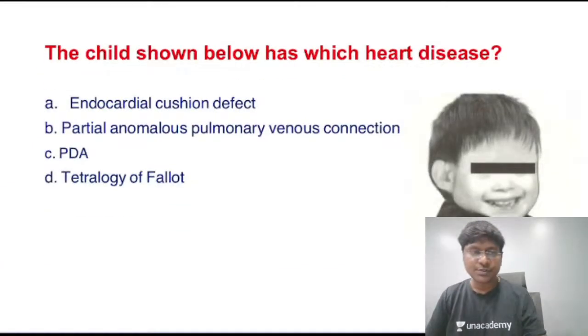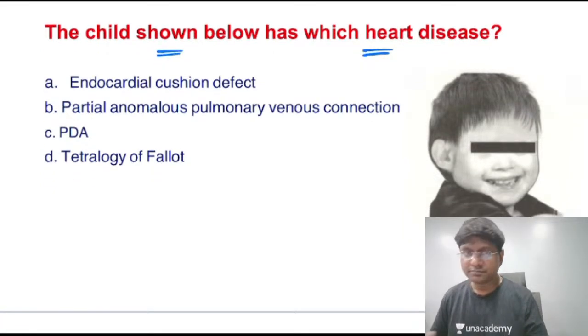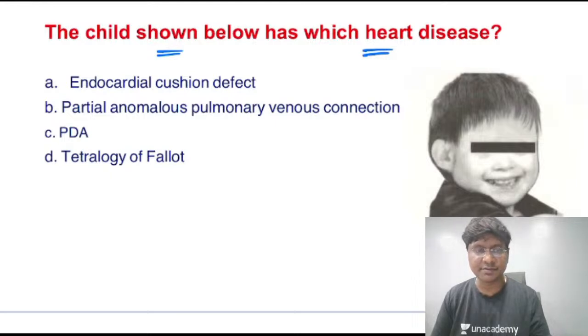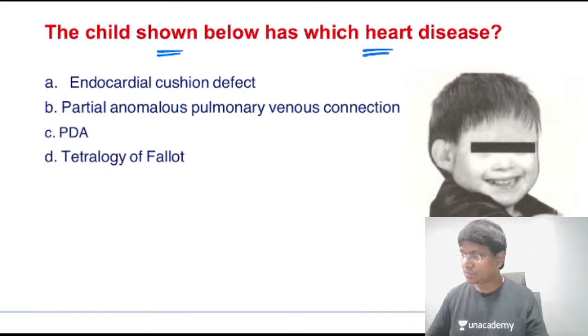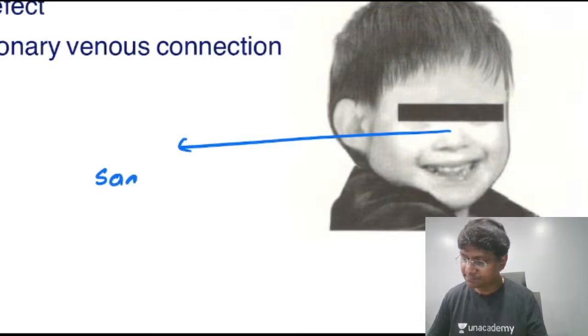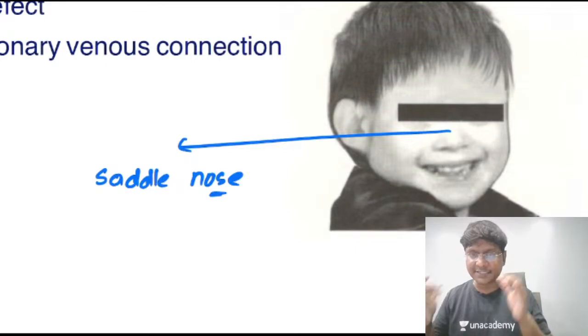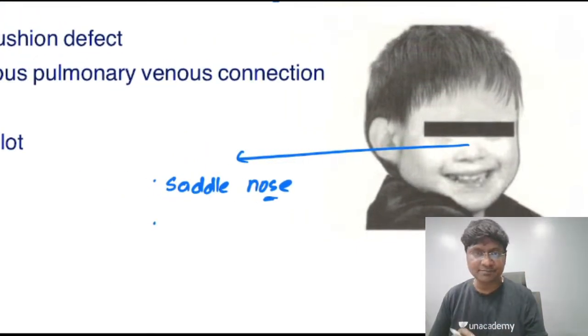Yeah, you see the next question. The child shown below has which heart disease? Endocardial cushion defect, partial anomalous pulmonary venous connection, patent ductus arteriosus, tetralogy of Fallot. So how is the appearance of the child? The child is having a saddle nose. Can anyone tell me what is the diagnosis? Child is having the saddle nose, but the eyes are actually masked. But if you see, there is a mongoloid slant of the eyes.